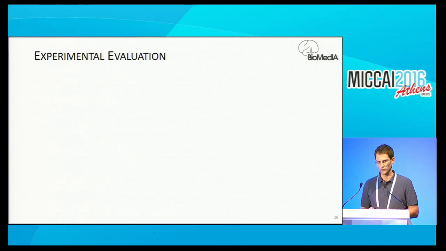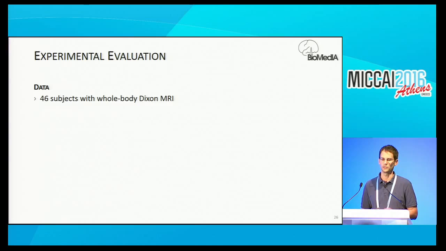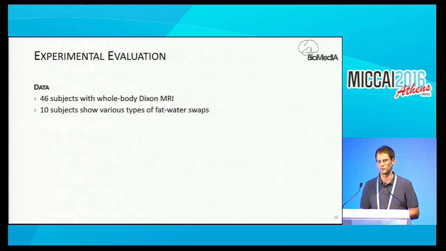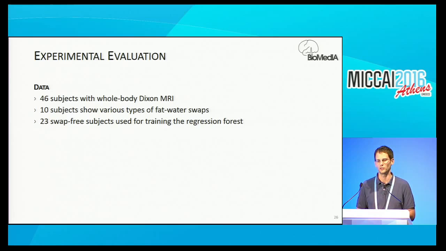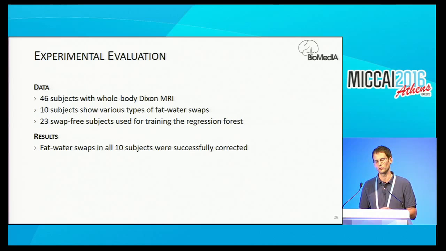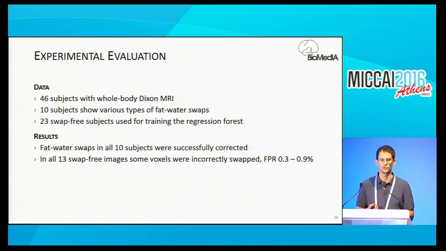To the experimental evaluation, so far we used 46 subjects of whole body Dixon MRI. We found that in 10 of those subjects, we had various types of fat water swaps. We used 23 swap-free subjects to train the regression forests. And to the results, we could show that in all 10 subjects, we could successfully correct the fat water swaps that were present. However, in 13 swap-free test images, we found that there were always some voxels incorrectly labeled as being swapped, which at the end constitutes a false positive rate between 0.3 and 0.9%. So really just a small part of the image was incorrectly labeled.